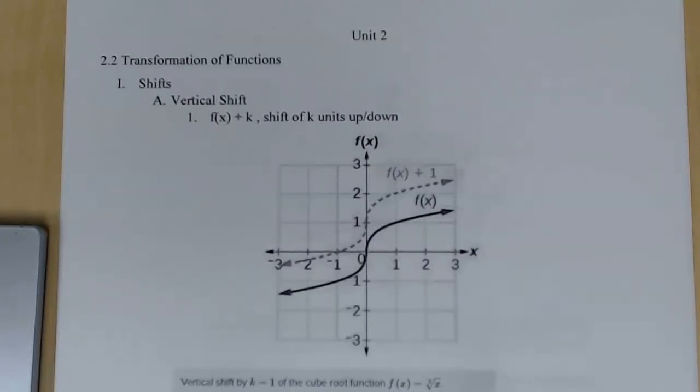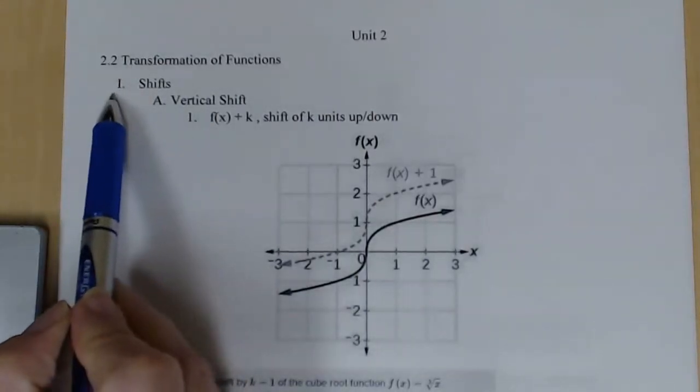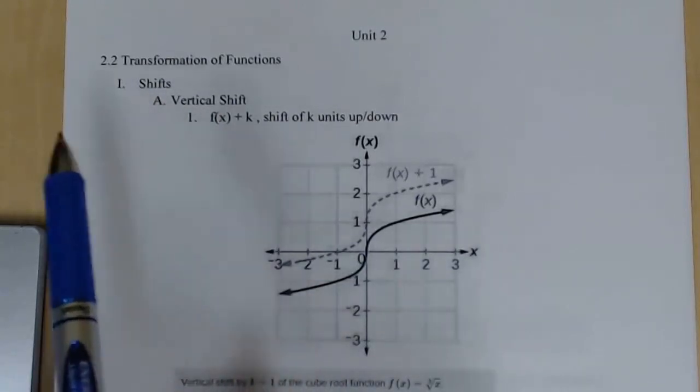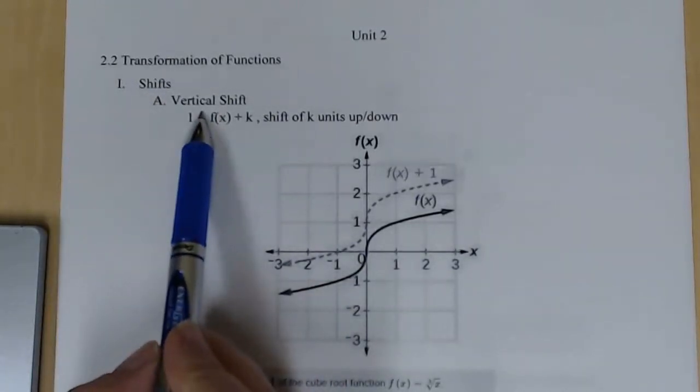Okay, so what we're going to be looking at is, how did we take a parent function and move it around, change things up, and how did it go from a parent function to this new function? And so we're going to break it down into different parts. So the first part is shifts. And so we have 2 different kinds of shifts. We have a vertical shift and a horizontal shift.